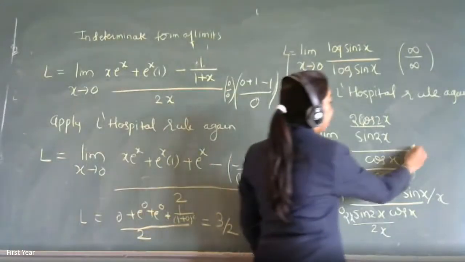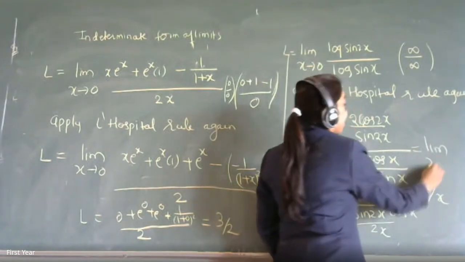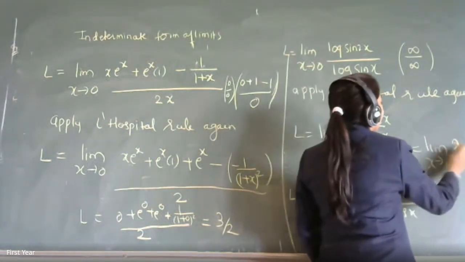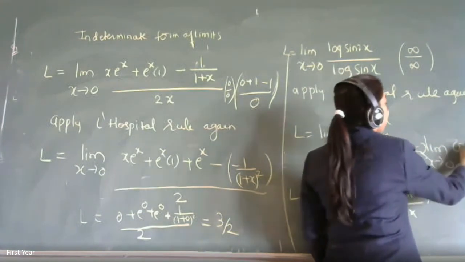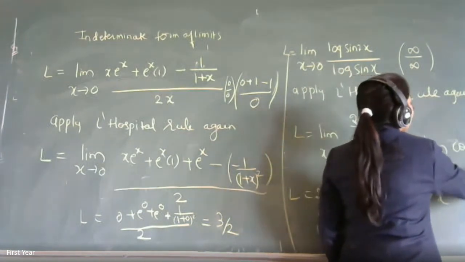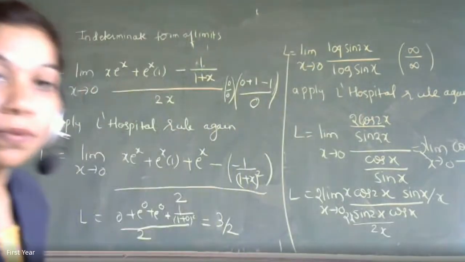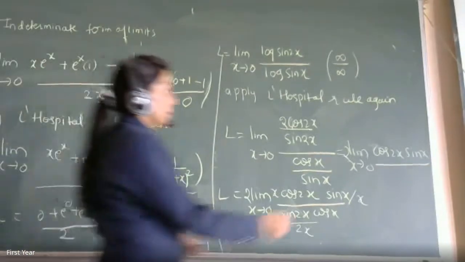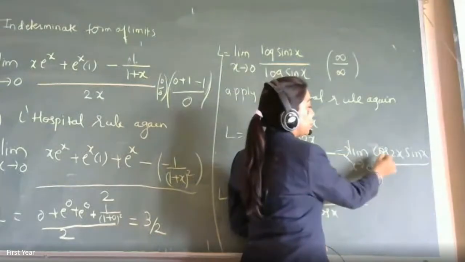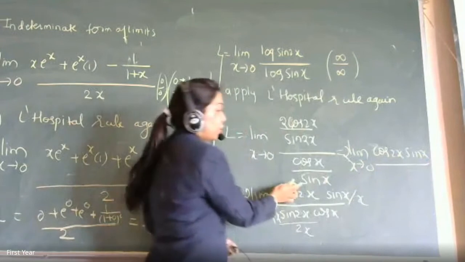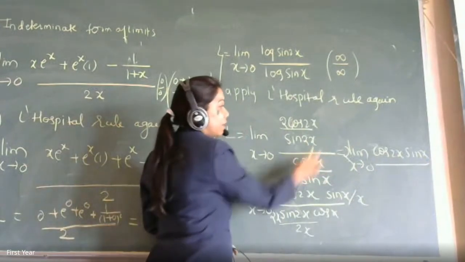The question left is the limit as x tends to 0. I have written the 2 outside. Cos x into sin x upon. Can you see that part? Okay, it is visible now. So 2 times the limit as x tends to 0 of cos x sin x. This denominator went into the numerator.